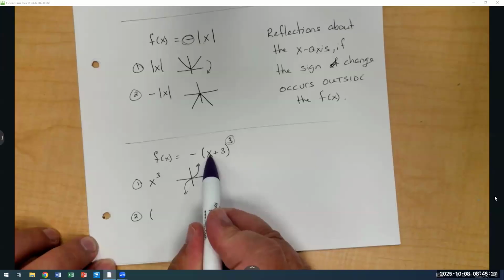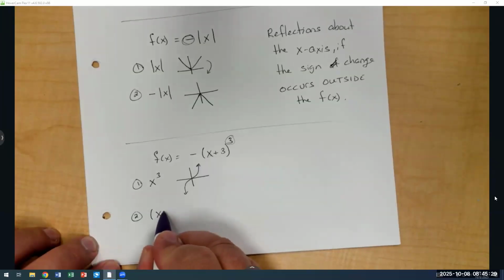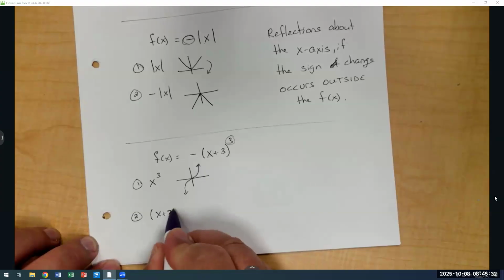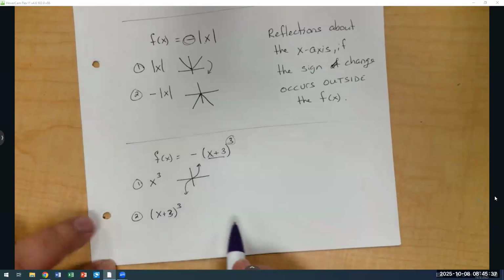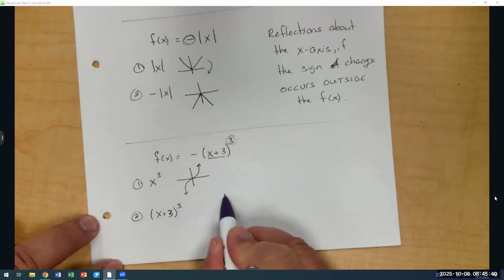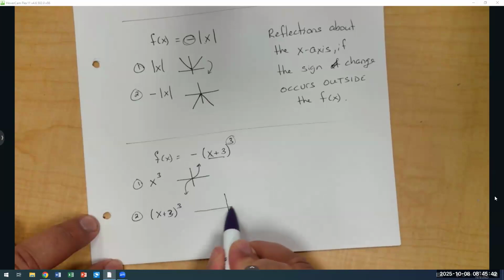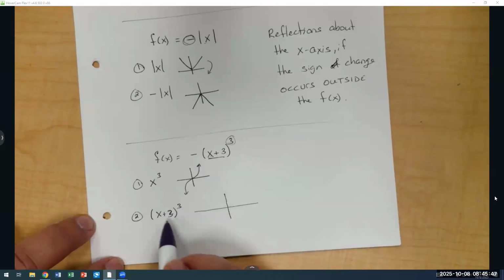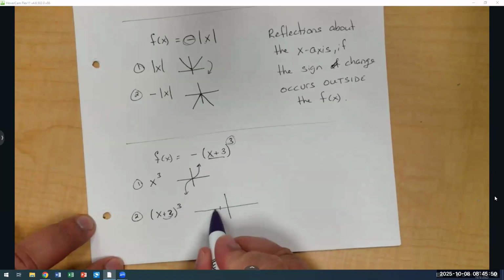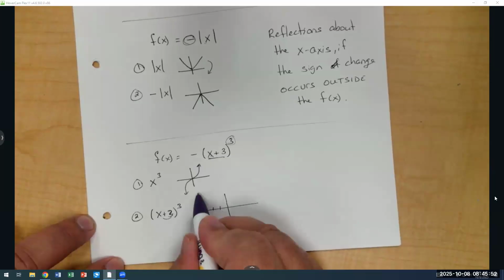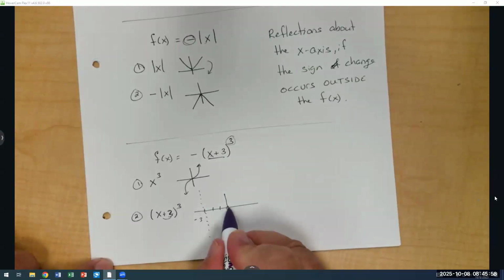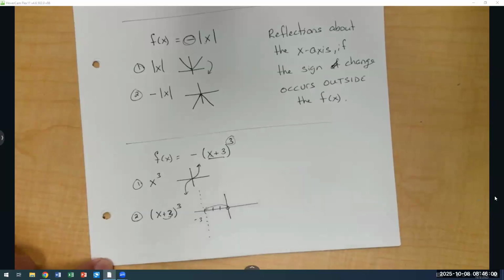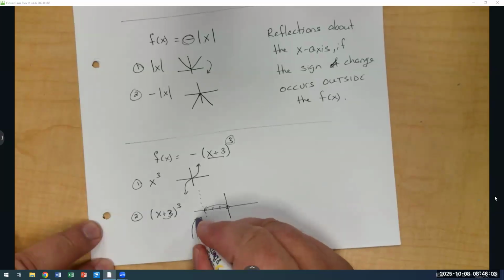No, it's still positive. So now we look at a horizontal shift. If it happens inside, it's a horizontal shift. So which direction, how many spaces? Right, to the left. Because inside is the opposite. Right, because it's a +3, so I go -3. So there's my new origin. My origin shifts from here, it shifts 3 spaces to there. So the graph so far looks like this.